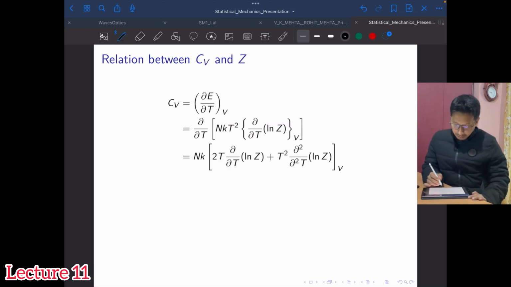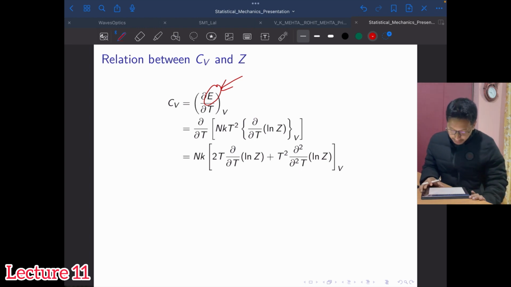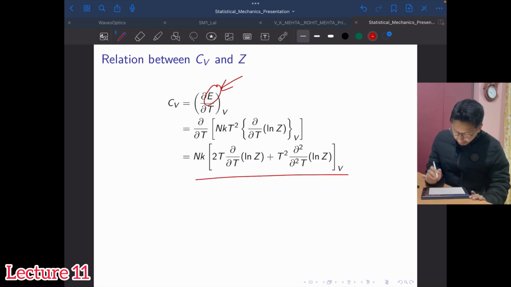Next, we look at the relation between specific heat at constant volume and the partition function Z. The specific heat at constant volume, Cv, is given by del E by del T at constant volume. We already derived the expression for the total energy. Substitute here and then carry out the partial differentiation, and then we get this particular expression.